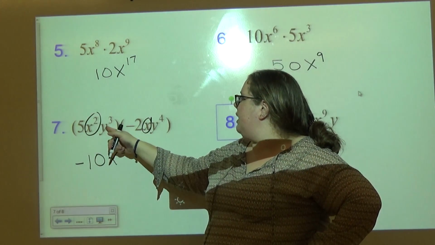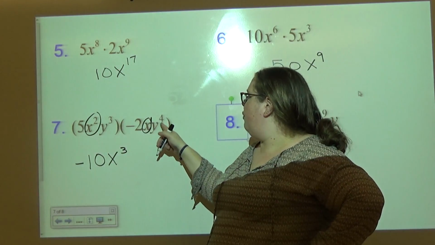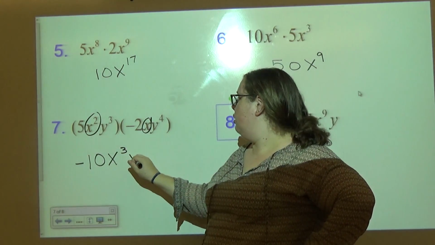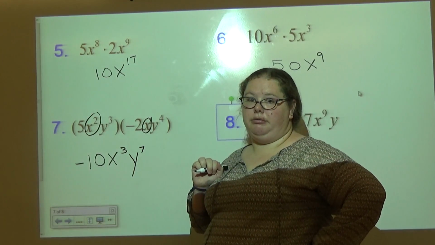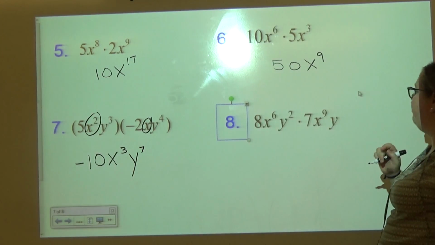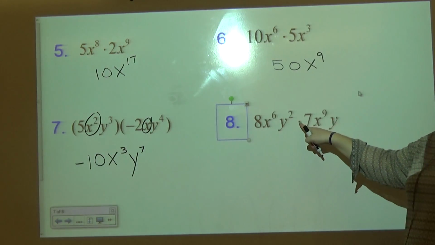And then we have y to the 3rd and y to the 4th. 3 plus 4 is 7. And we're done. Alright. Back to my dot.